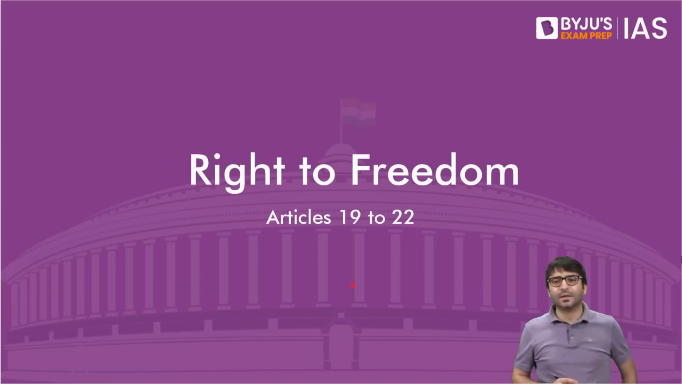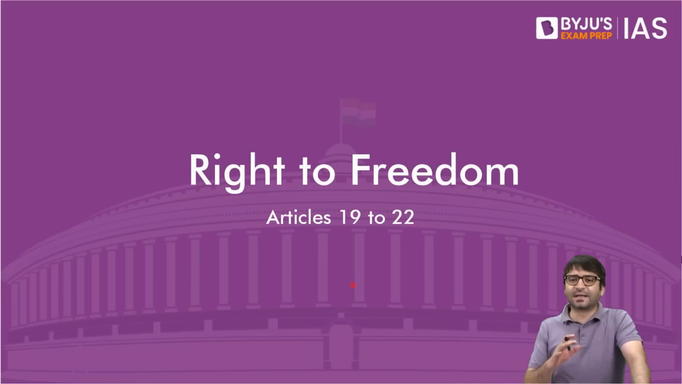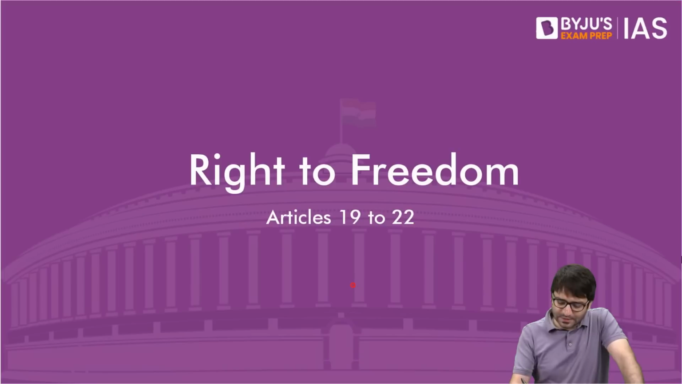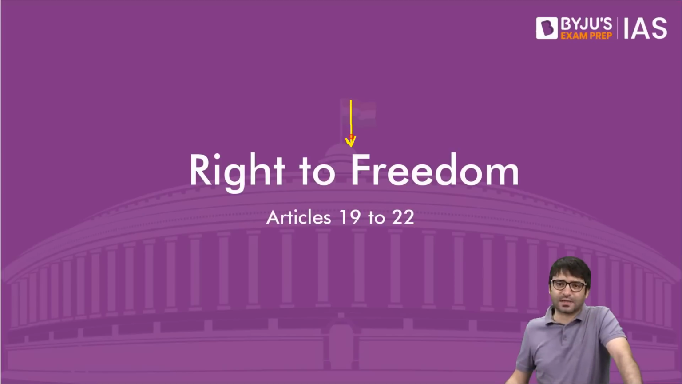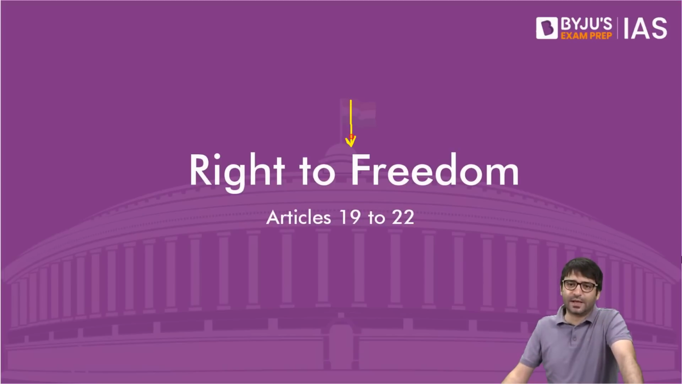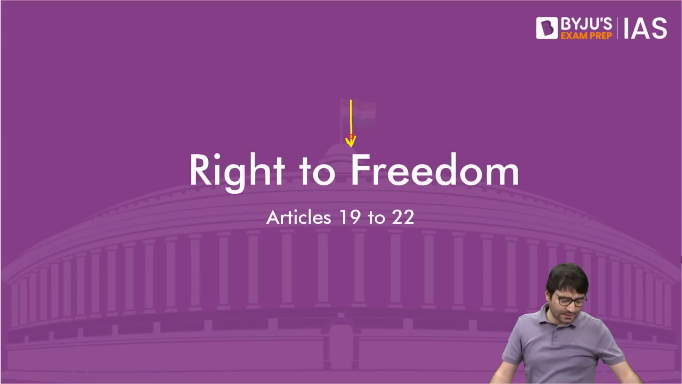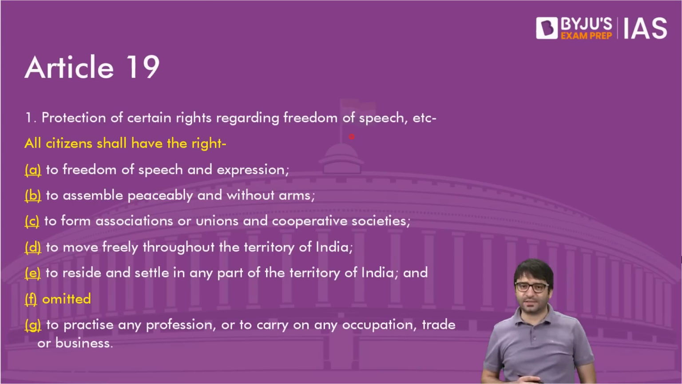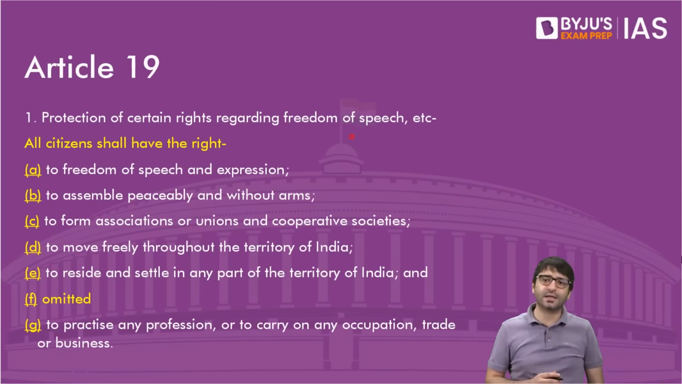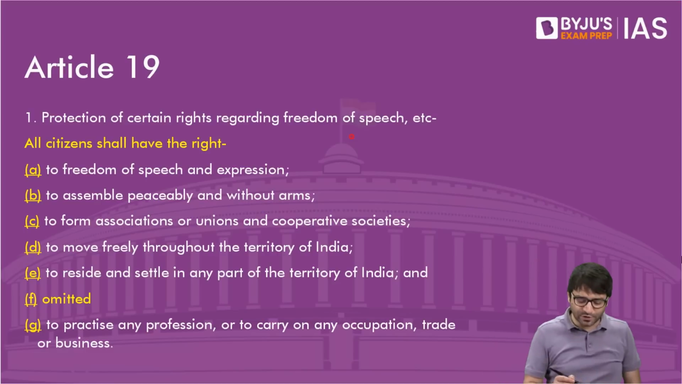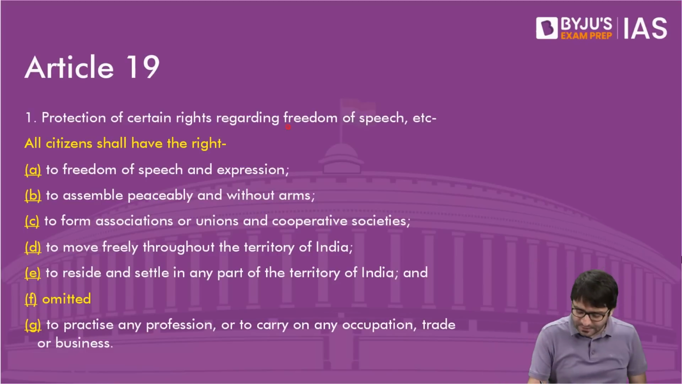Okay. Now let's look at another category of fundamental rights, right to freedom, where we will have to discuss four articles: Article 19, 20, 21, and 22. Let's first look at Article 19. Article 19 talks about protection of certain rights regarding freedom of speech.